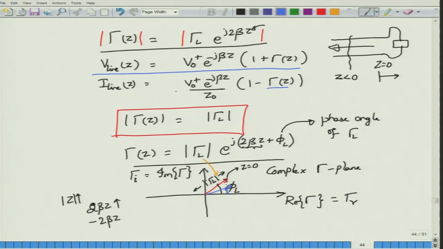What I am trying to tell you is that given the line voltage and the line current, you can find the line impedance at any point on the transmission line. You would see that the normalized line impedance would be equal to 1 plus gamma of z divided by 1 minus gamma of z, because you simply divide these two equations, and then in that ratio, this z naught will go on to the top.